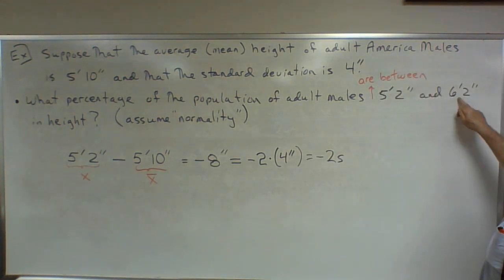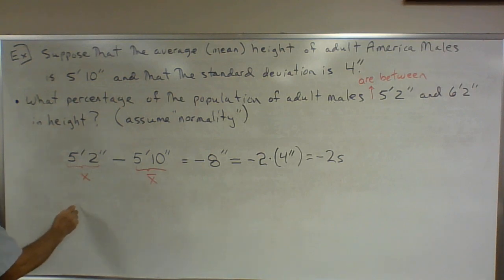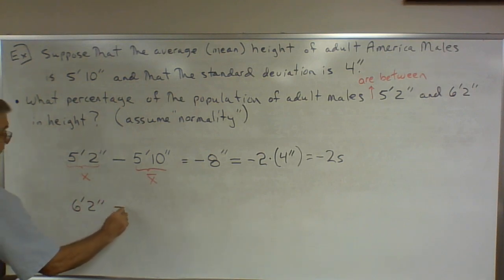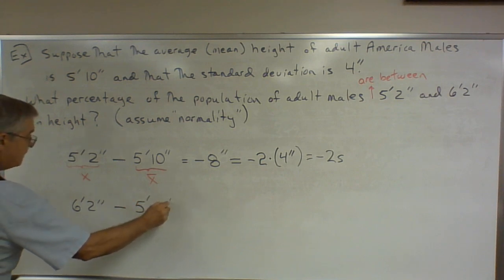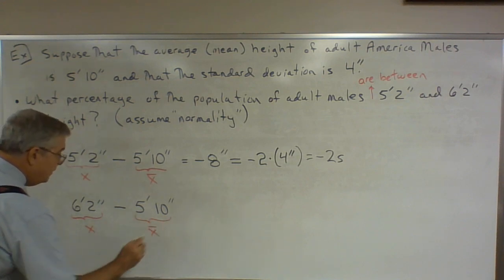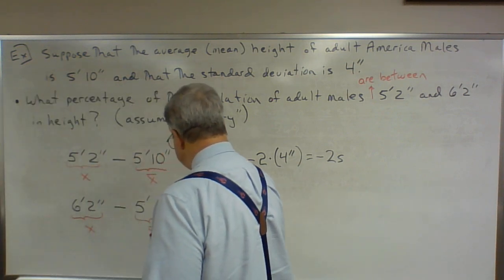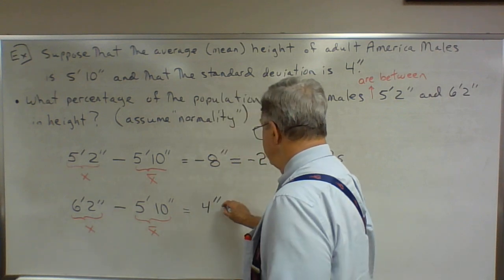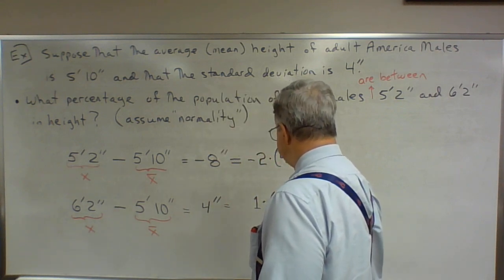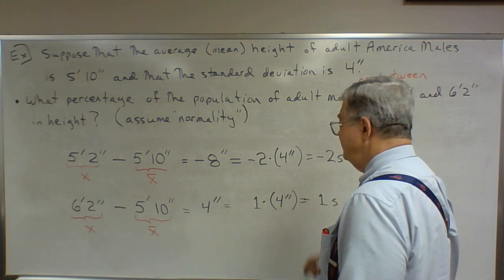Now let's do the same thing for 6 foot 2. We'll take the x value, 6 foot 2, subtract x bar, 5 foot 10. Here's our x value, here's our mean x bar. And 6'2" minus 5'10", that's 4 inches. And that equals 1 times 4 inches. So that's 1 times our standard deviation, S.